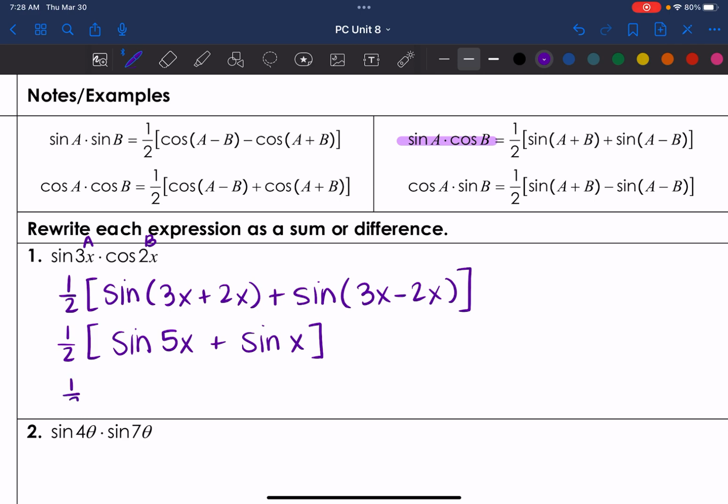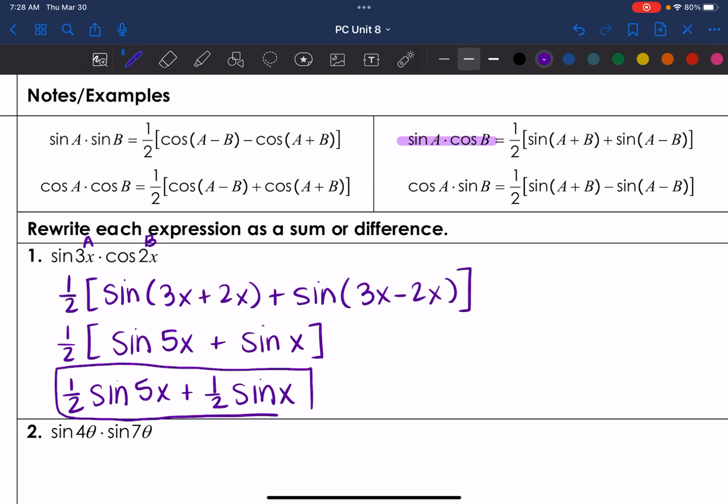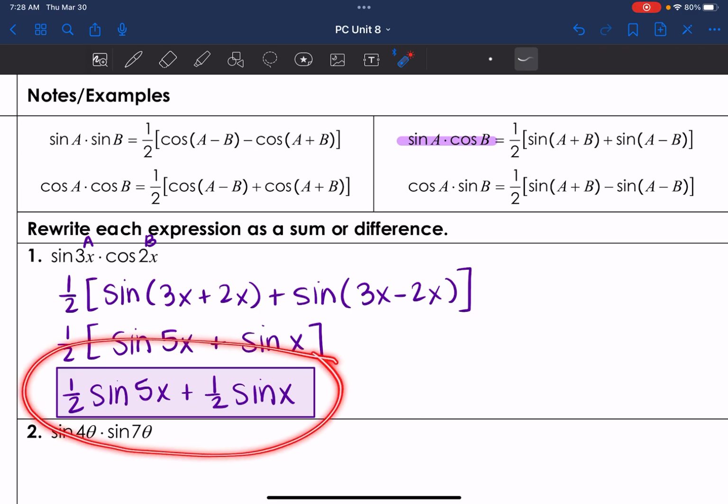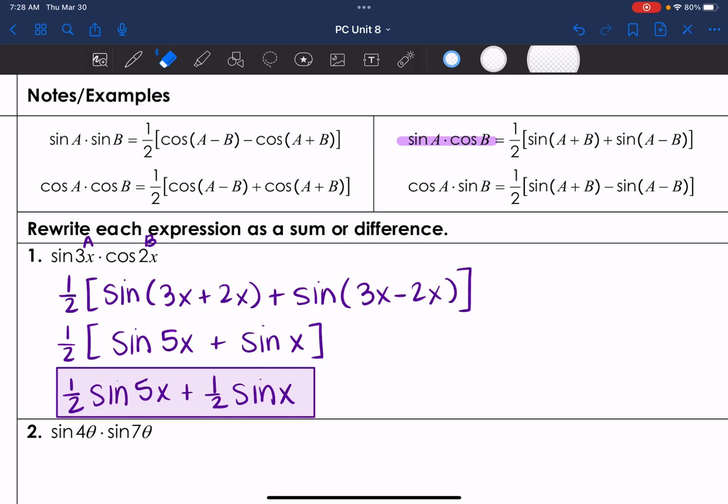So this would turn into 1/2 sine of 5x plus 1/2 sine of x. And that's our answer. So we got this product here, and we were able to turn it into a sum. Okay, let's look at the next one.